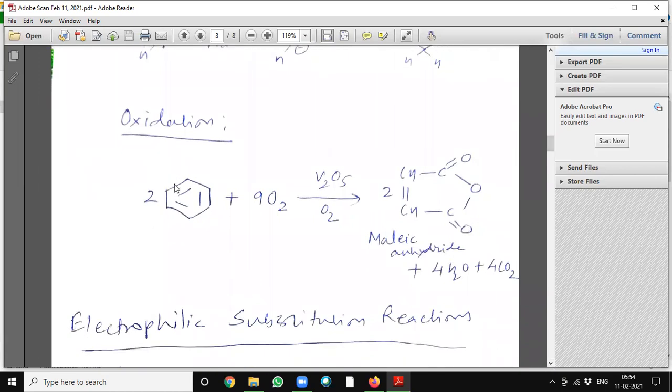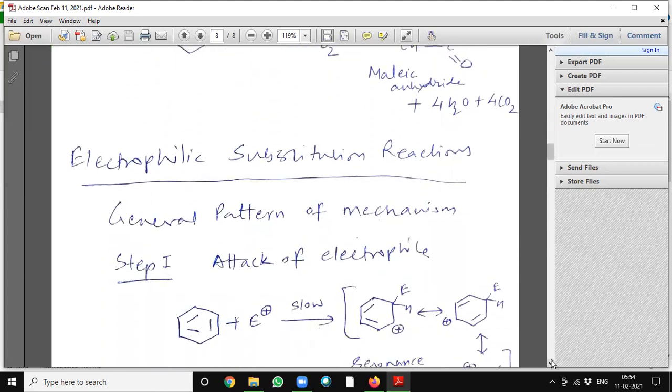Oxidation. When benzene is subjected to oxidation in presence of vanadium pentoxide, it will give maleic anhydride, 2 moles of maleic anhydride, water and carbon dioxide. Benzene usually easily goes for electrophilic substitution reactions. General pattern of mechanism.